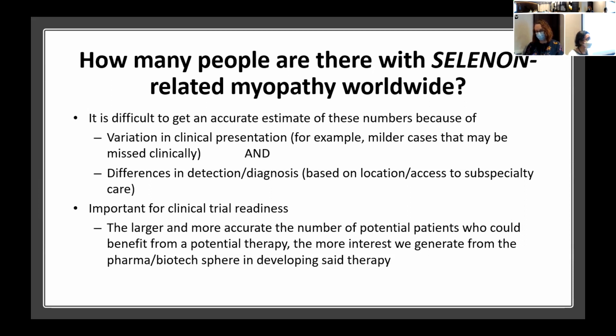And so bringing this back to why we think this matters, the larger and the more accurate of a picture we can get of how many people are affected by this disease, the more of a case we can build for pharmaceutical companies, biotech, venture capital, people who will be able to invest the kind of money and resources that we need to fund clinical trials.